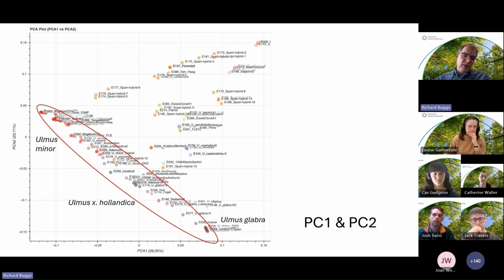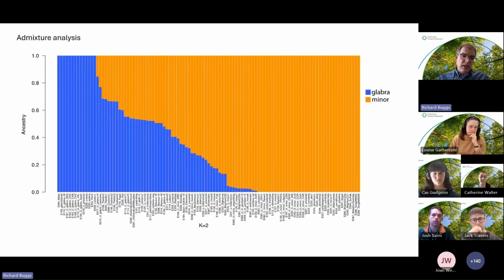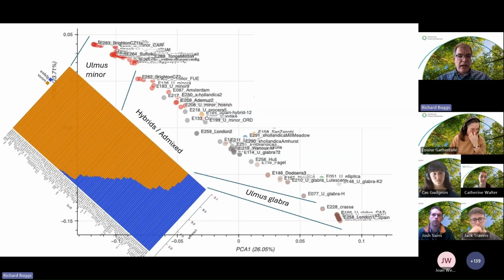I want to focus now on this line that runs between Ulmus minor and Ulmus glabra. And I'm going to use the term Ulmus hollandica in a very broad sense for things that are hybrids between the two. Here's something called an admixture analysis of all of those trees that run into that line. So some of them are pure minor, they're just orange. Some of them are pure glabra, and then you can see some of them have admixture between the two. Some of them just with a very small component of glabra. And that maps directly onto this line that we can see in the PCA.